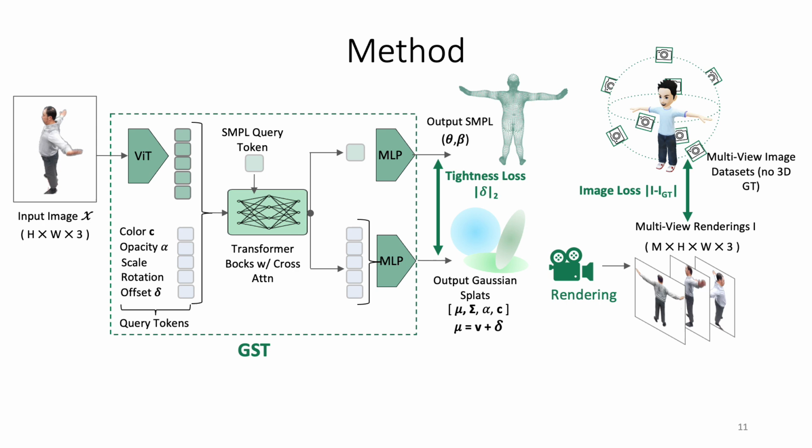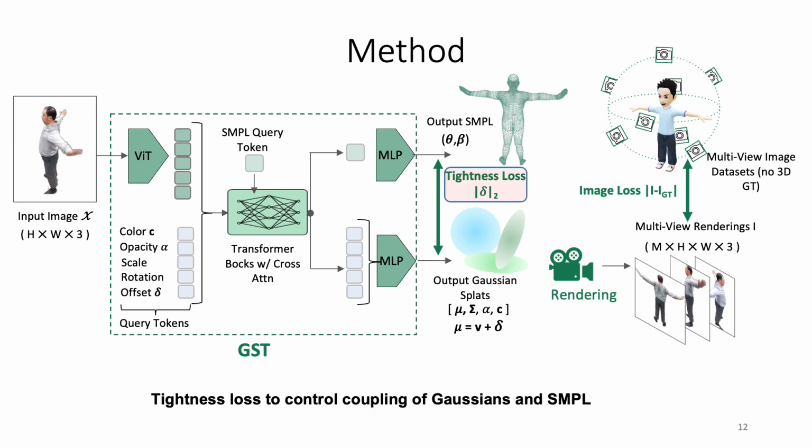Coming back to the pipeline, since we are predicting two things without actual 3D supervision, we rely on a tightness loss that basically enforces or couples the predicted SMPL parameters and the 3D Gaussian splats to be relative to each other. This enforces the Gaussian splats to be close to the SMPL parameters, and therefore the Gaussian splats that predict correct renderings will actually result in correct 3D body shape as well.